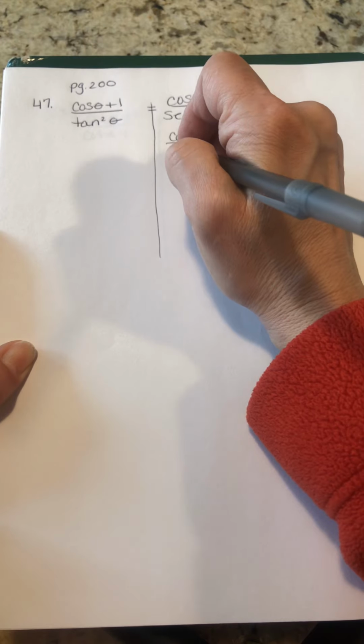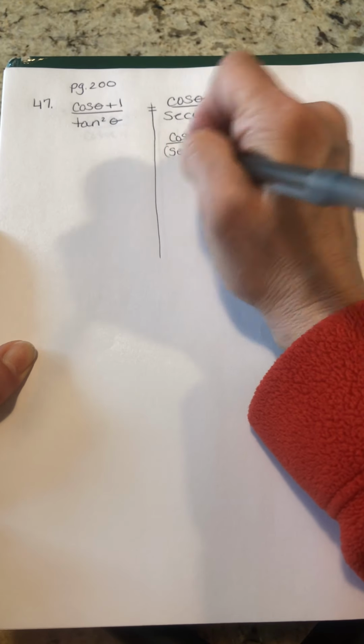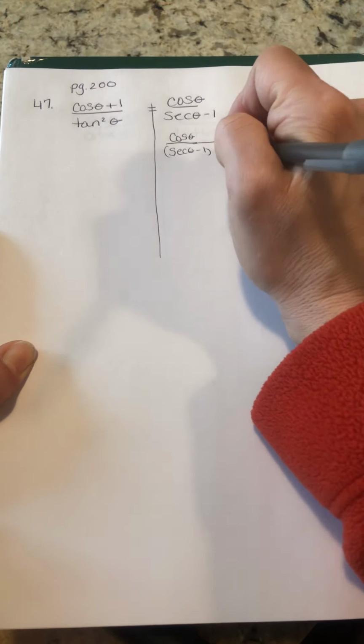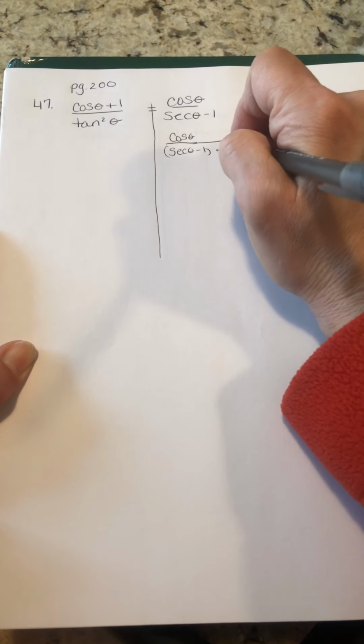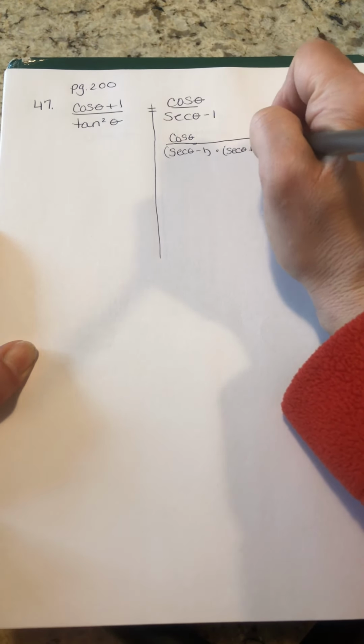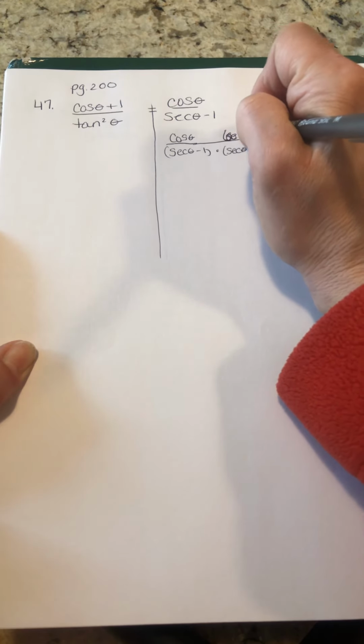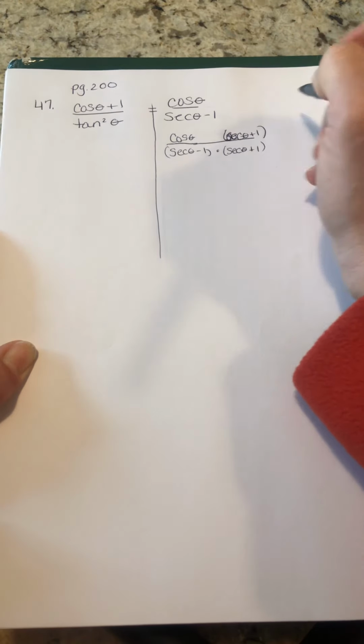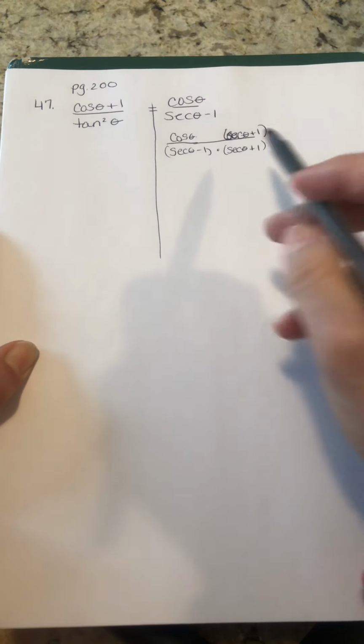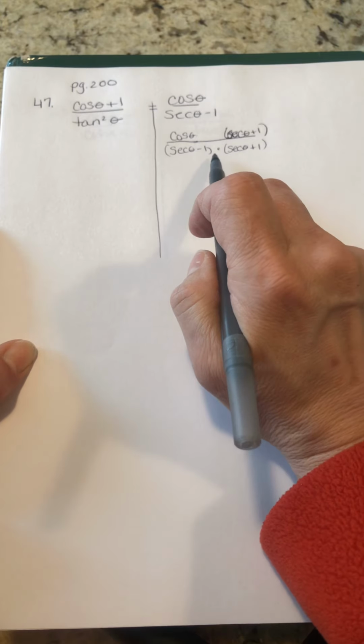So I'm going to have cosine theta divided by secant theta minus 1, and the conjugate of this denominator is going to be secant theta plus 1. And I'm going to multiply both the numerator and the denominator by it. So we have secant theta plus 1 times cosine of theta, and over here secant theta minus 1 times secant theta plus 1.